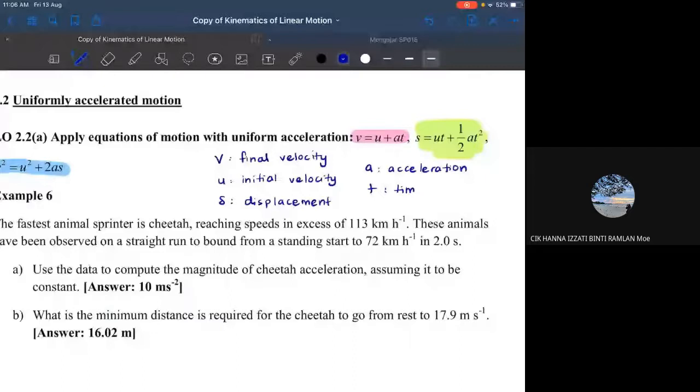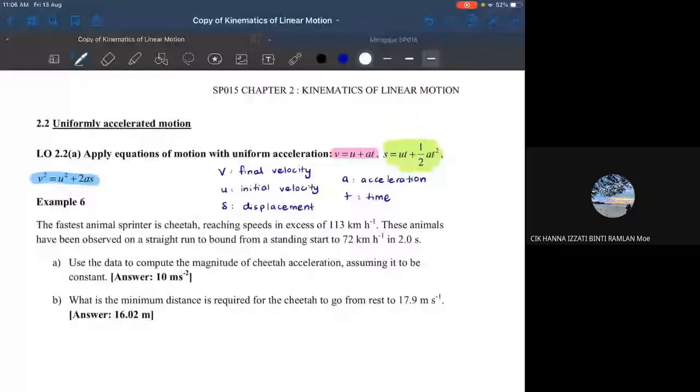So ada 3 saja equation ni. Kamu ingat je lah V is equals to U plus AT, S is equals to UT plus 1 over 2AT square, and then we have V square equals to U square plus 2AS. Okay, so untuk bahagian kedua topik ni kita belajar macam mana nak guna formula ni. Okay, and then minggu depan kita akan belajar satu lagi part and then habis dah chapter 2.